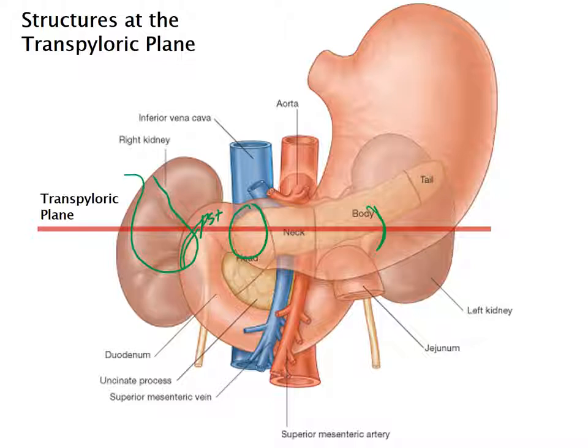Another key structure that we'll talk about at length is the superior mesenteric artery, shown here with the X. Notice that this artery slides behind part of the neck of the pancreas to originate from the aorta. And so the transpyloric plane essentially crosses through the origin of the superior mesenteric artery as well. In the abdomen, the transpyloric plane is just as important as the transverse thoracic plane was in the thorax.